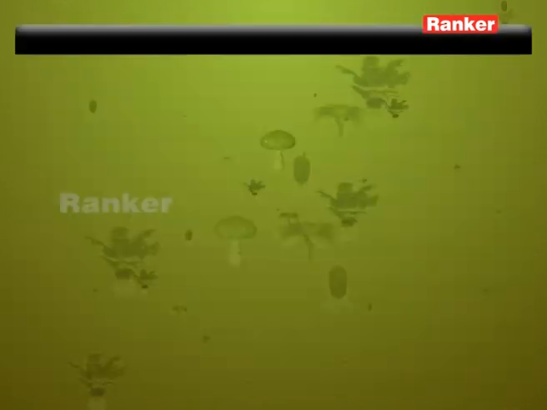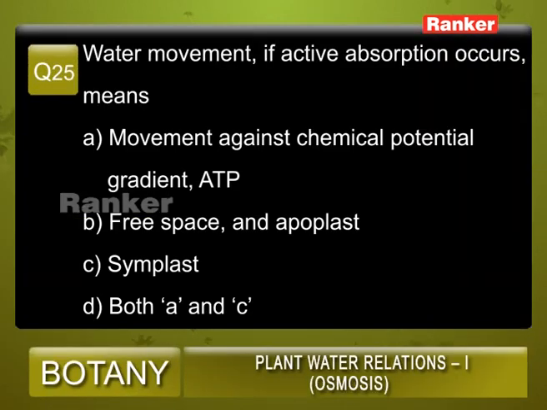Question number 25. Water movement, if active absorption occurs, means A. Movement against chemical potential gradient, ATP. B. Free space and apoplast. C. Symplast. D. Both A and C.